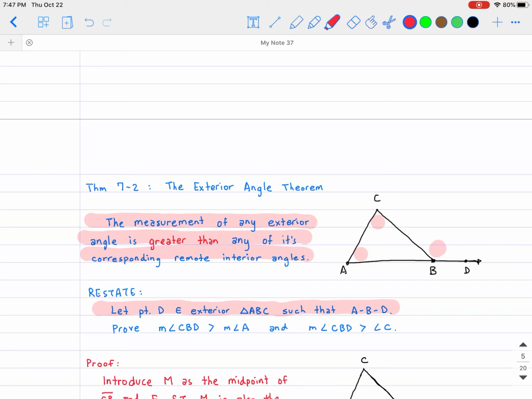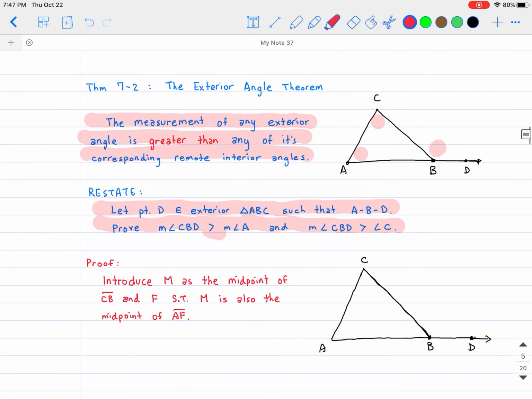So as a restatement, I wrote that down on the bottom. Let point D be in the exterior of the triangle such that B is in between A and D. Then what I want to do is prove that exterior angle CBD is greater than A, and also the exterior angle is going to be greater than C. So that is going to be my theorem.